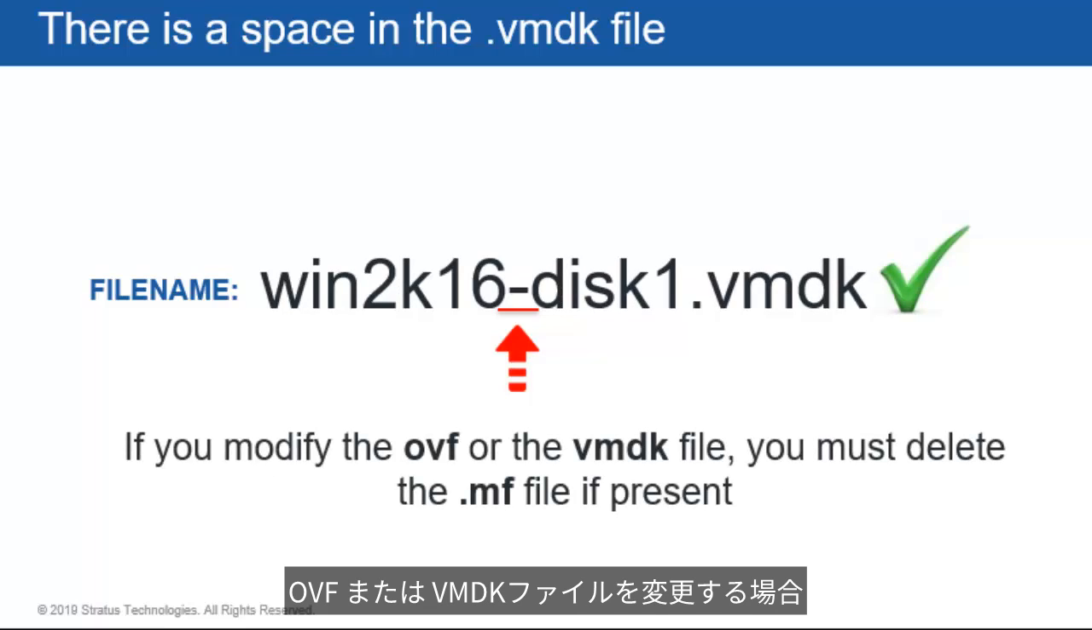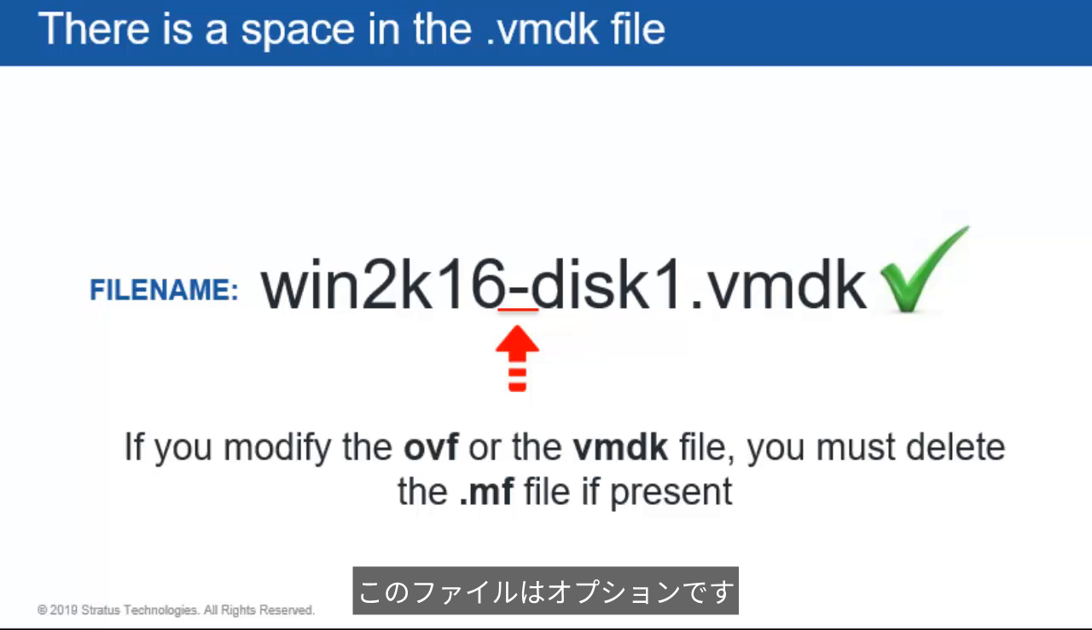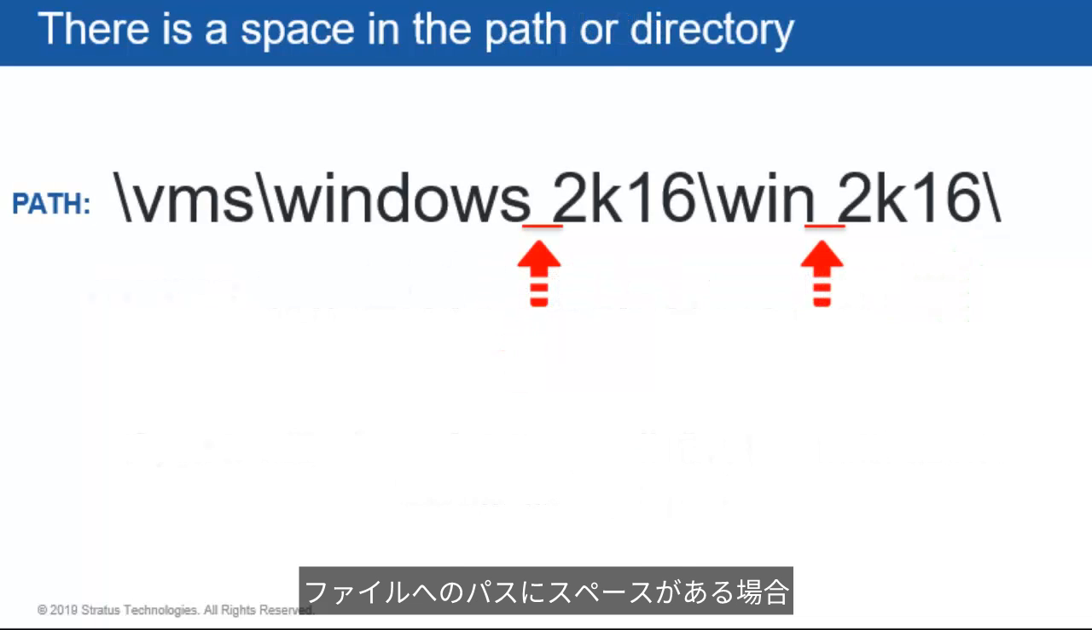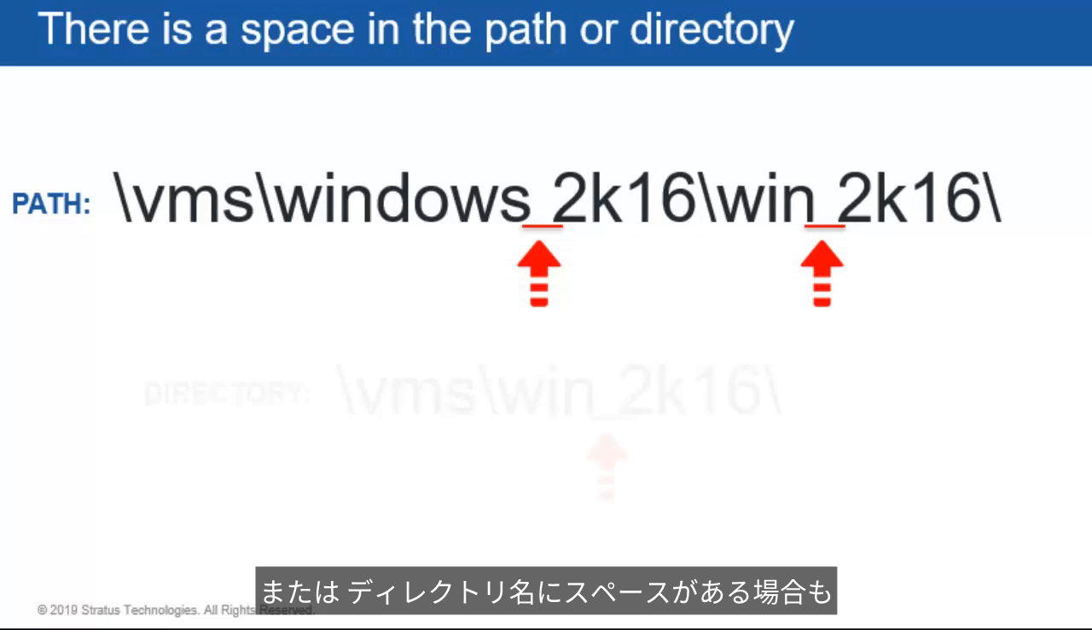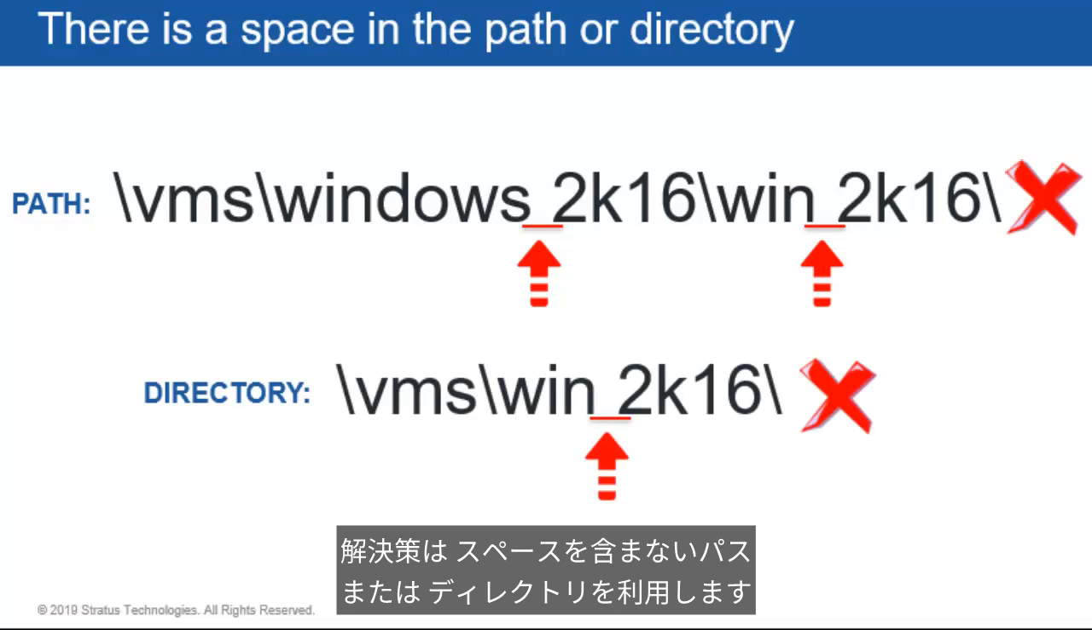If you do modify the OVF or VMDK file, you must delete the .mf file if present, as the checksum will fail on the import. This file is optional. Related to the space in the .vmdk file name, if the path to the file has a space, or the directory name has a space, the import will also fail. The solution is to utilize a path or directory that does not have a space in it.